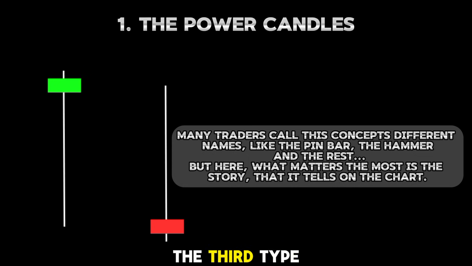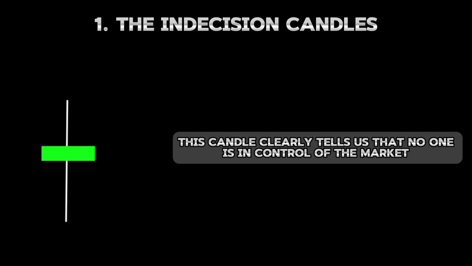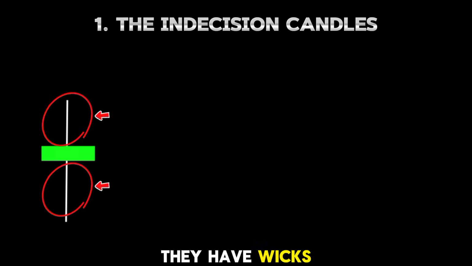Let's talk about the third type of candlesticks in the market. We call them the indecision candles. This candle clearly tells us that no one is in control of the market. An indecision candle looks like this. They have wicks on both sides with small bodies. They show equal effort from both buyers and sellers, but actually there is no real progress.